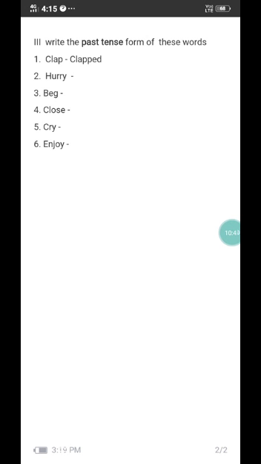Next, second one, hurry. As I already told you, if any verb ends with y, you need to convert that y to i and add ed. Next, third one, beg. As the word beg has ended with a consonant g, you need to add one more consonant and add ed. Then you will get the correct past tense form of the word.